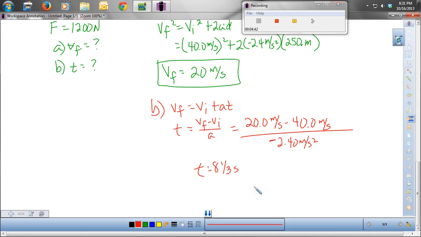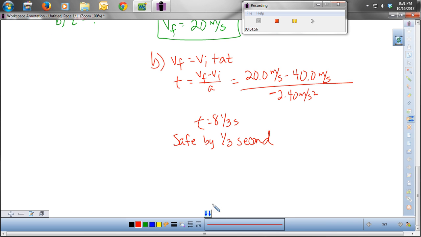So the train is out of the way in 8 seconds. He gets there in 8 1/3 seconds, so he is safe by 1/3 of a second. Way too close for me. Not something I would do. Alright, so let's look at the next one.